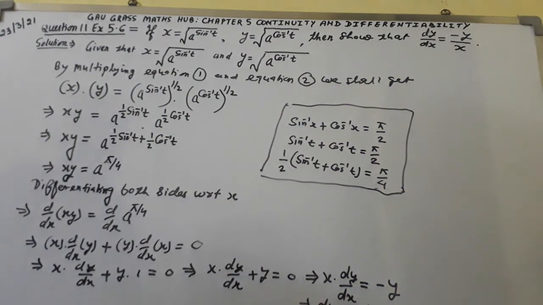In this way, question number 11 has been solved and shown as dy over dx equal to minus y over x. This is the alternate method I have used here.